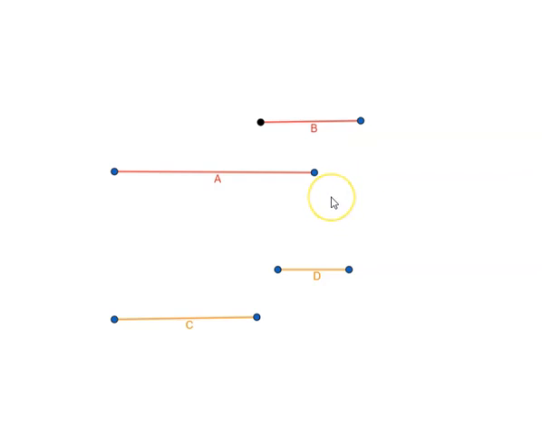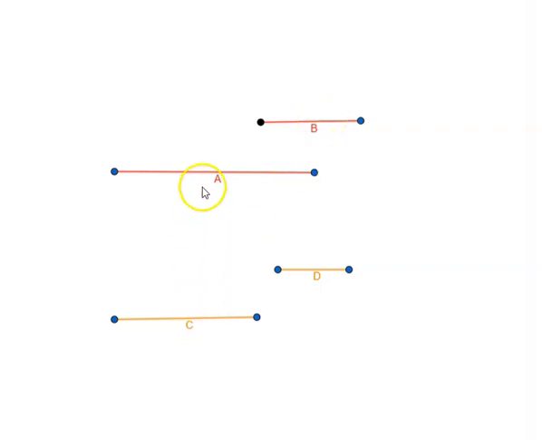The proof is very straightforward. Now we are given that A is to B is equal to C is to D. And we have three cases here. A can be greater than C, equal to C, or less than C. So let's take A is greater than C. Now let's compare A and C with B.